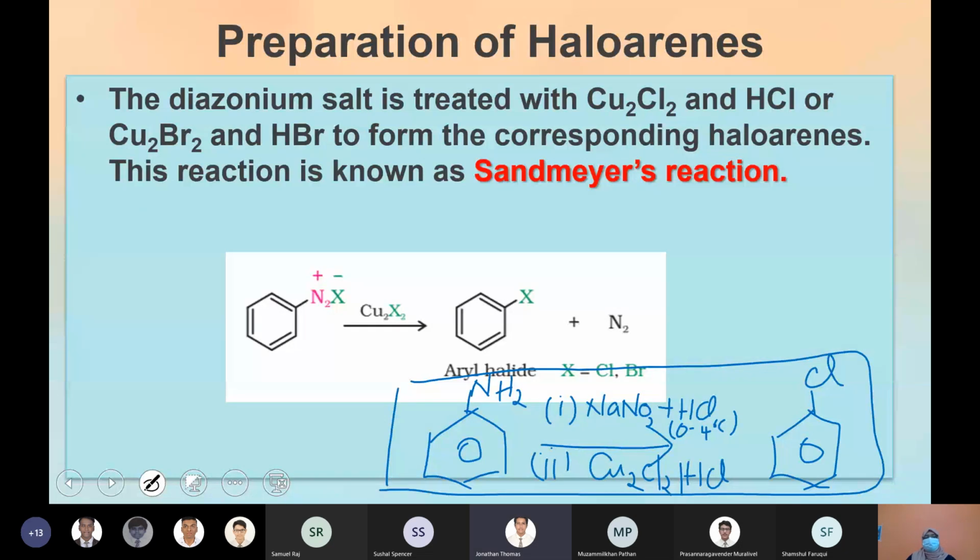Ma'am, so only this last reaction is called Sandmeyer's reaction? The second step? Yeah, diazotization is actually used in many other reactions. To get a Sandmeyer reaction, first you need to prepare a diazonium compound. That is generally used for many other reactions other than Sandmeyer's also. So this is basically the second step, that's what I said. It's very important in Sandmeyer's.